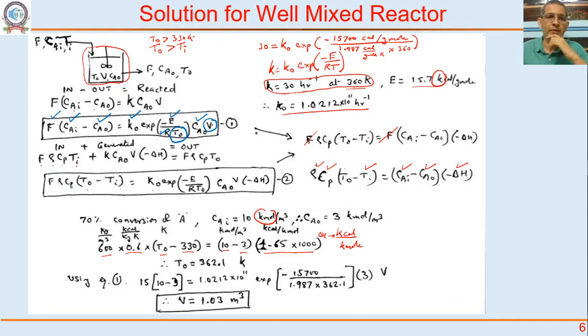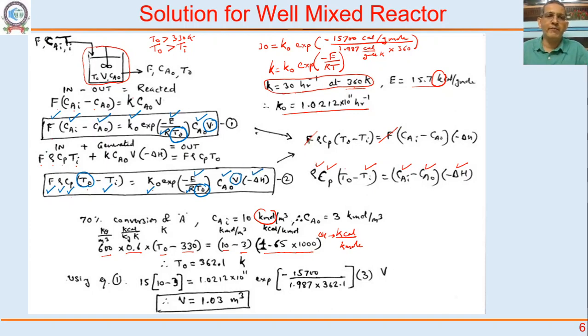That is one equation. Here also in the enthalpy balance, what do we know? F we know, rho we know, Cp we know, T naught we don't know, Ti we know, K naught we know, E we know, R we know, T naught we don't know. Okay, Ca naught we know, V we don't know, delta H we don't know.